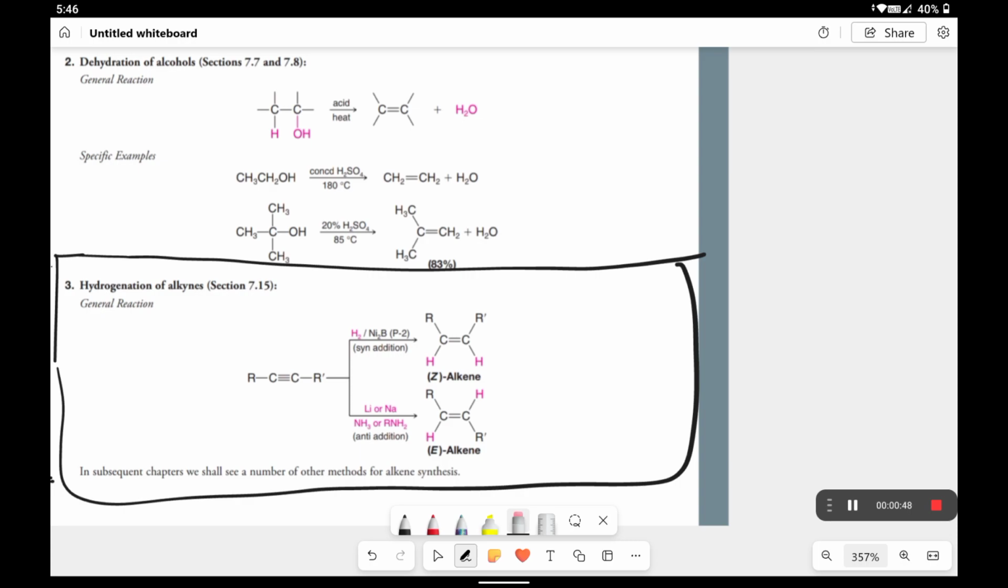Okay, in alkenes, you know there are two types: one is the cis alkene, another one is the trans alkene. How will you convert alkynes to cis alkenes, and how will you convert alkynes to trans alkenes? One good reagent is called nickel boride.